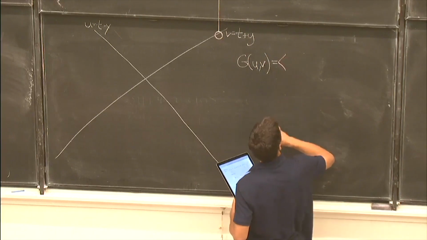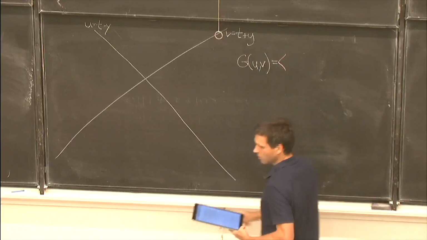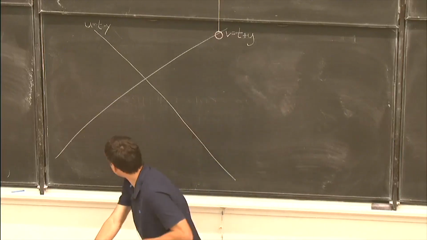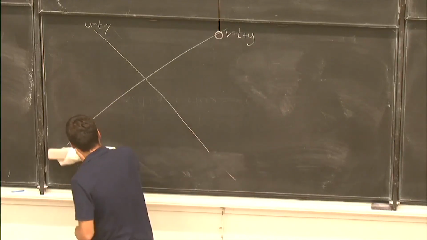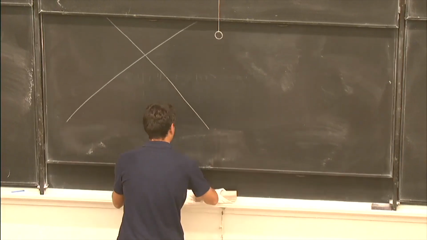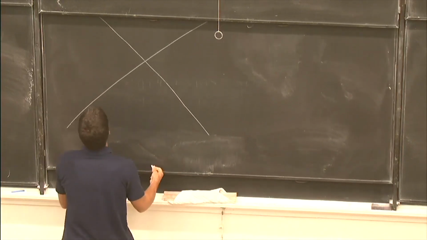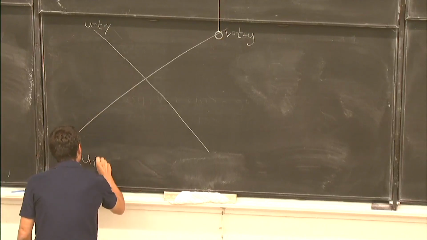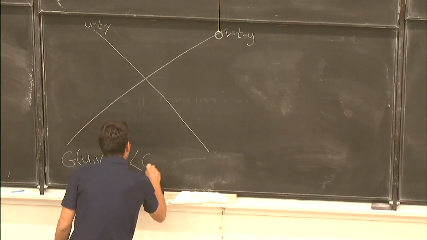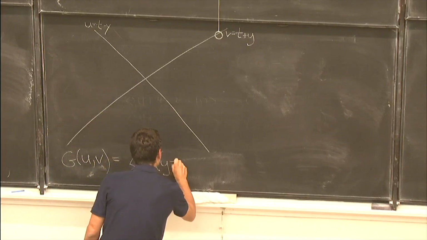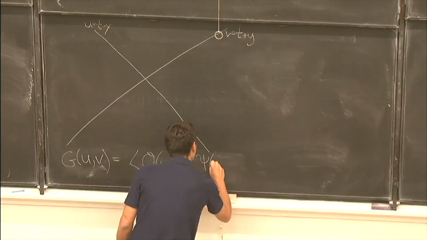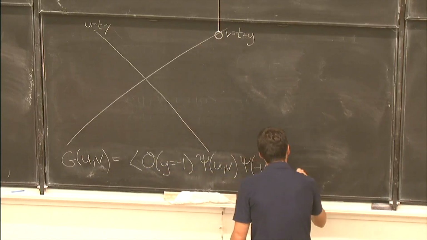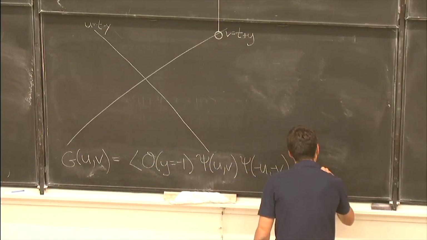equal to, this isn't going to fit. G of u, v is equal to O at y equals minus 1, psi of u, v, psi of minus u, minus v, O at y equals plus 1.